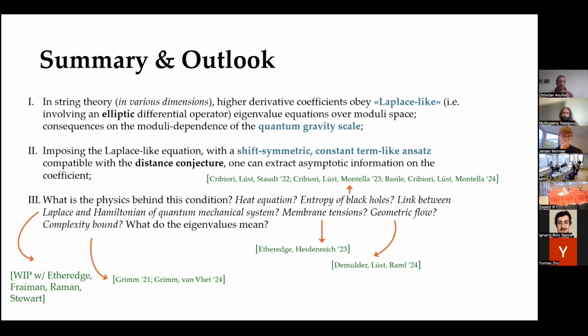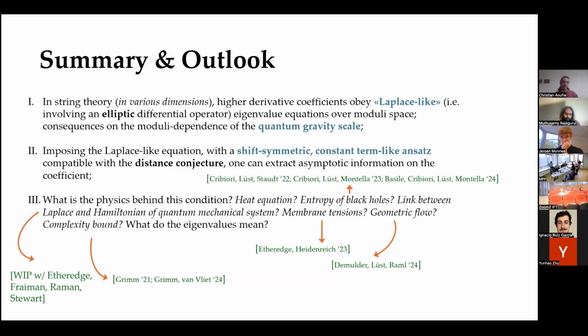Another interesting link is with membranes, with tensions of a specific class of membranes, as discussed in this other paper here, or by geometric flow equations. Another interesting possibility is that if I take the equation at face value, this resembles a steady state equation. And given that these coefficients sometimes predict the entropy of black holes, there could be some nice thermodynamical interpretation of this. Lastly, one can argue that these eigenvalue equations, these differential equations, can also be used to compute the complexity of these coefficients, which goes in the direction of the tameness conjecture.